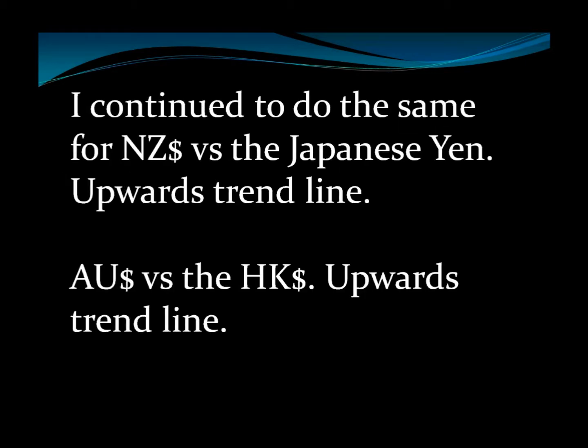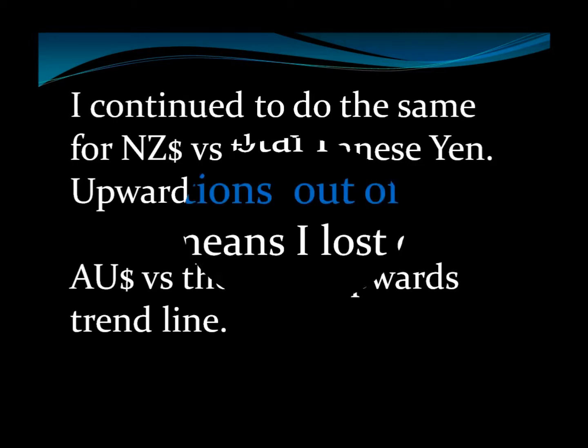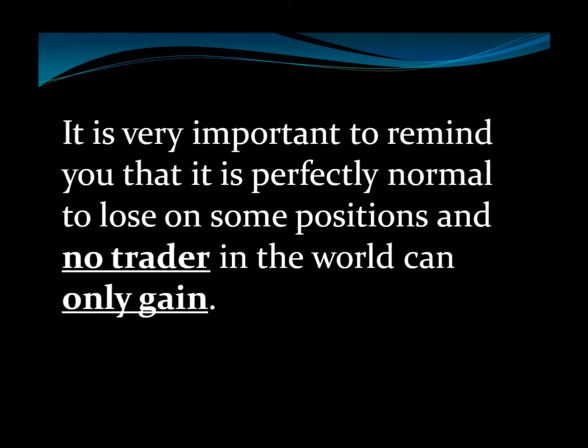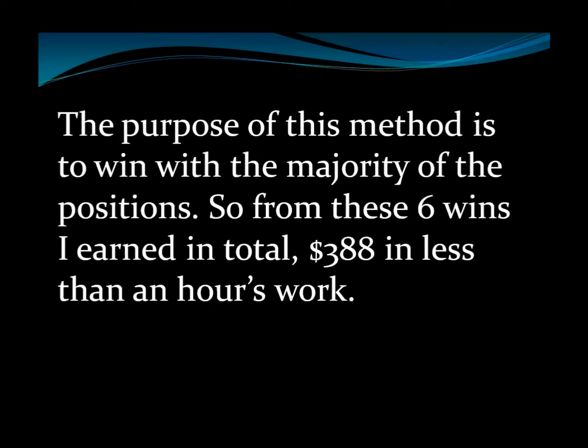I'll continue to do the same for NZ dollar versus the Japanese yen, upwards trend line. AU dollar versus the HK dollar, upwards trend line. In total, I won 6 positions out of the 8. That means I lost only 2. It is very important to remind you that it is perfectly normal to lose on some positions, and no trader in the world can only gain. The purpose of this method is to win with the majority of the positions.